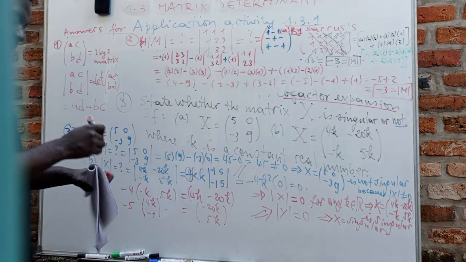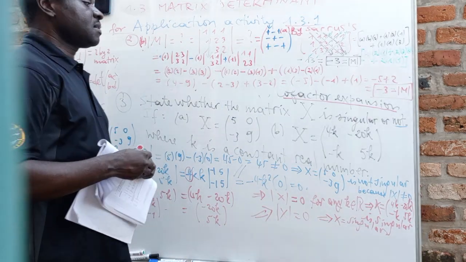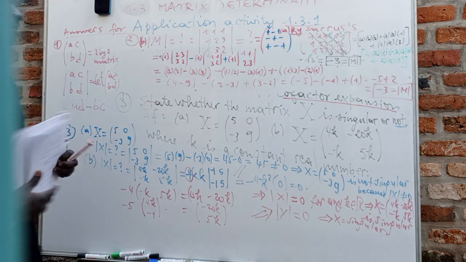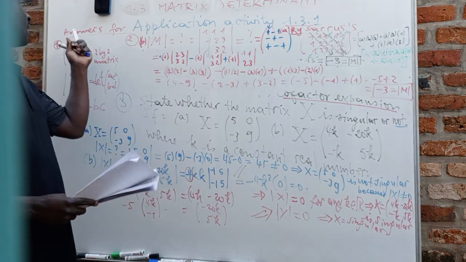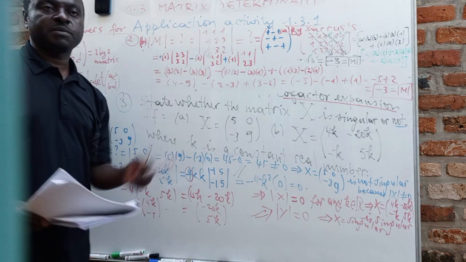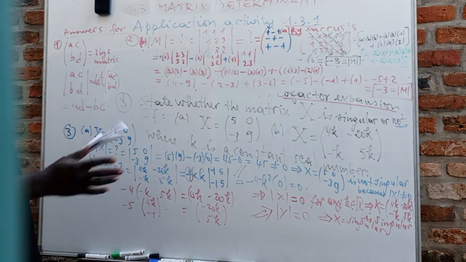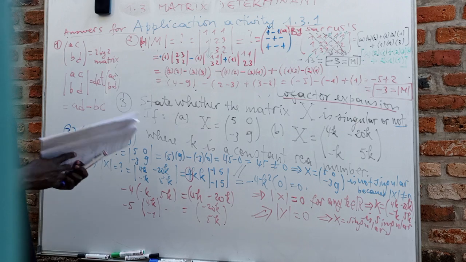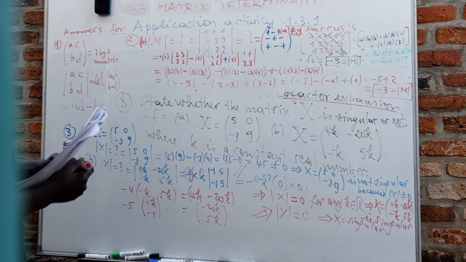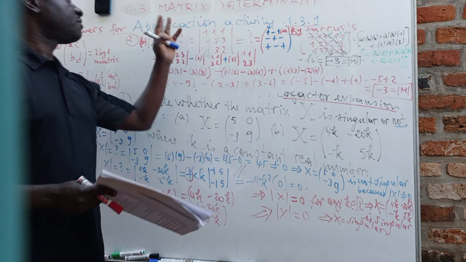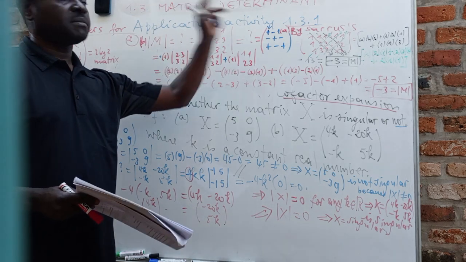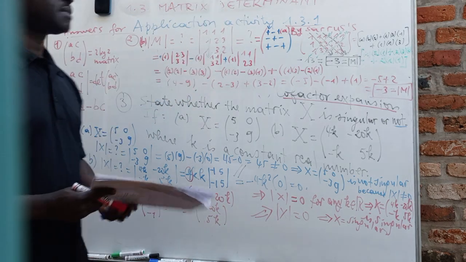Okay, so now we have come to the end of the correction for this application activity 1C1. Next time we're going to be looking at other activities involving matrix determinants.